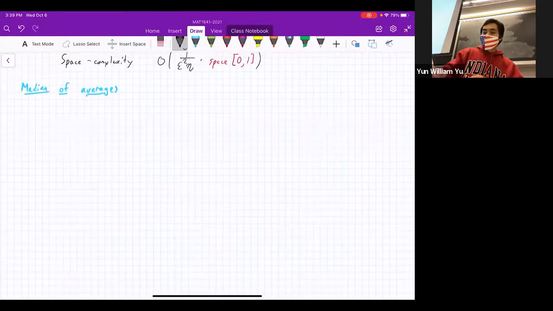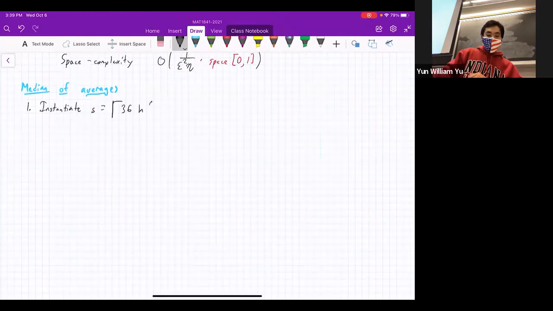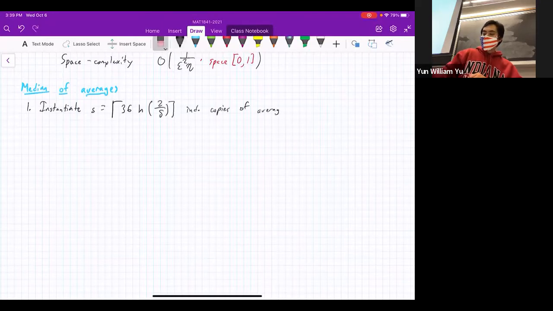So what else can we do? A slightly more advanced method would be to instantiate S equal to, say, 36 log of 2 over delta independent copies of the averaging algorithm, with eta equal to 1/3. Why do we choose that? Because that means that we're allowing for a fairly high probability of error.